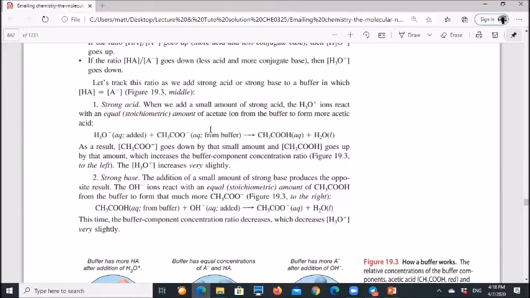As a result, what happened to the acetate ion concentration? The acetate ion concentration goes down by that small amount. And what happened to the concentration of CH3COOH? It goes up by that amount, which increases the buffer component concentration ratio.